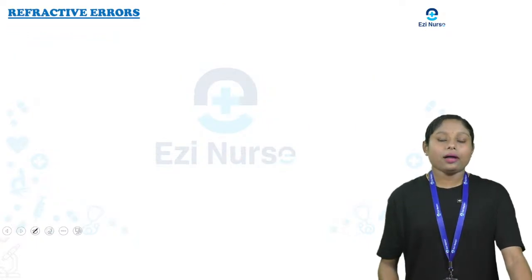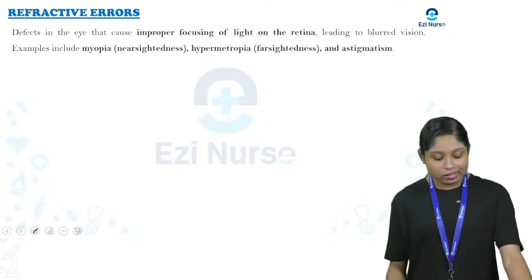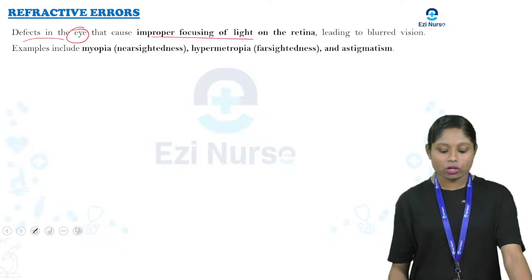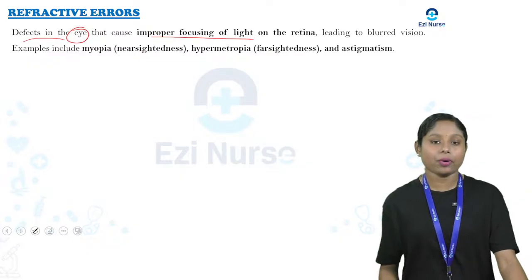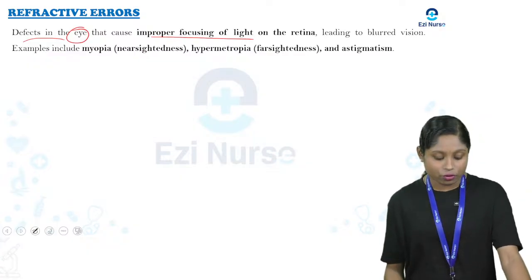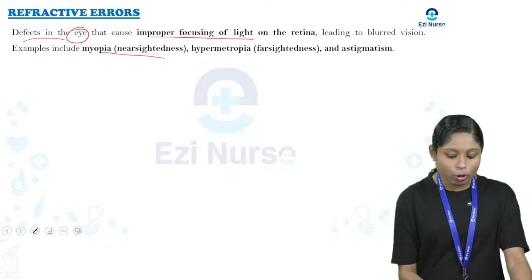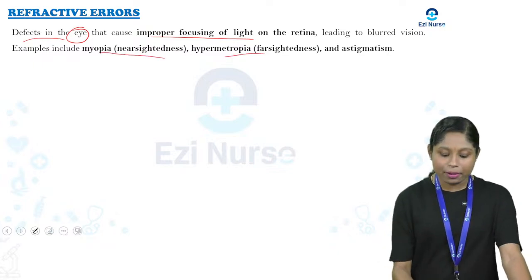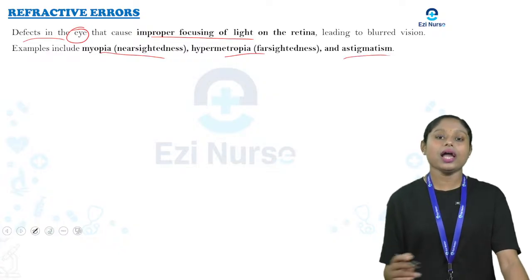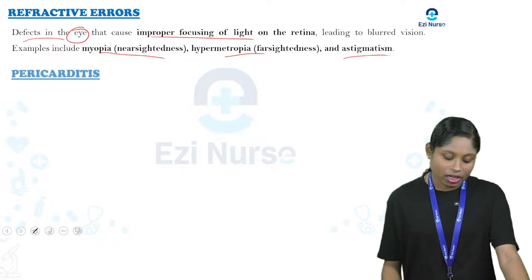So next we will see about refractive errors. What are refractive errors? It's a defect in the eye causing improper focusing of light on the retina, leading to blurred vision. Examples include myopia (nearsightedness), hypermetropia (farsightedness) and astigmatism. Those are the examples of refractive errors.